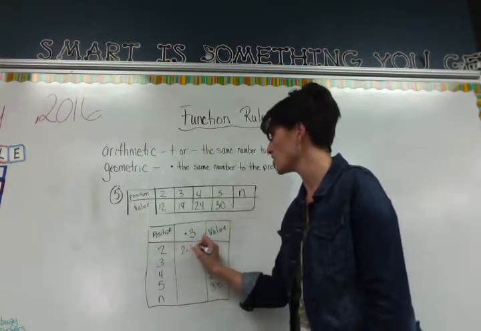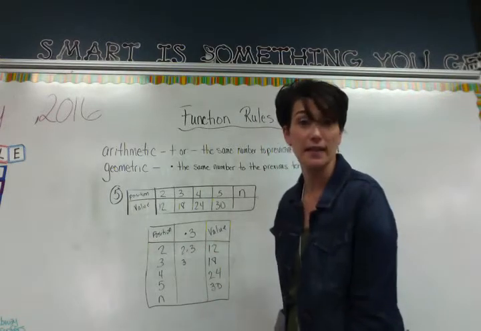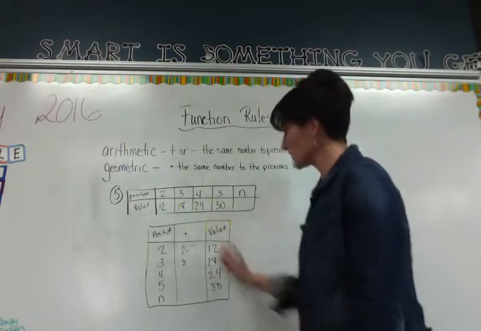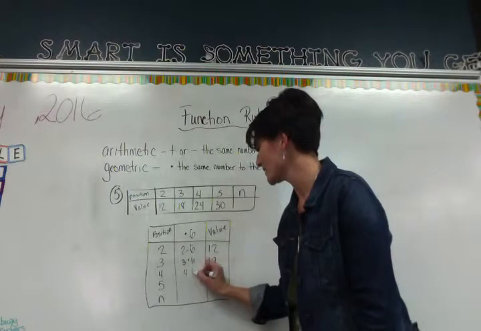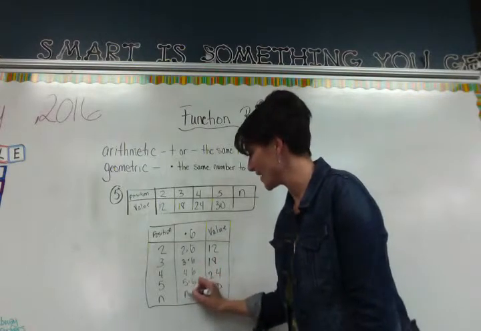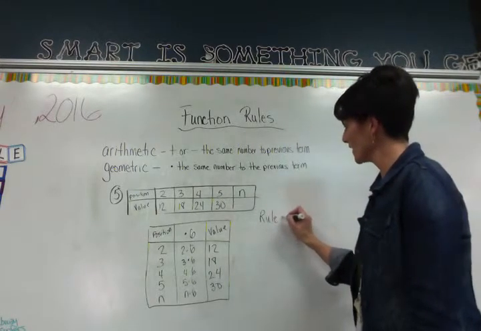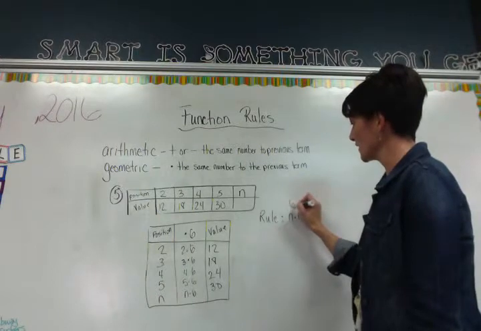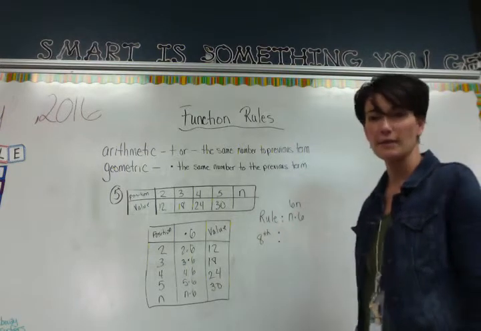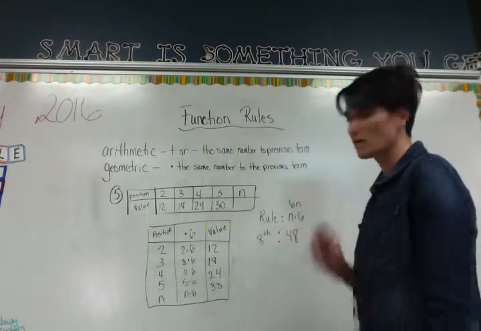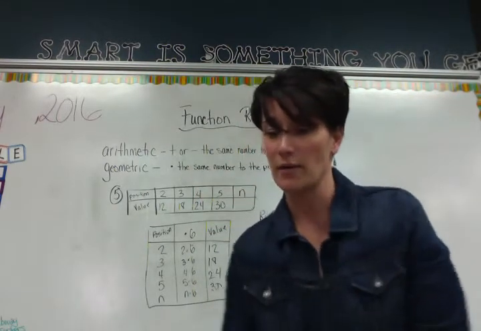All right. So if I chose to do it this way, I'm just going to prove it. It's multiplying by 6. 2 times 6. 3 times 6. 4 times 6. 5 times 6, and n times 6. So again, my rule is n times 6, or 6n, and for the 8th term I would just multiply 8 times 6 and get 48.